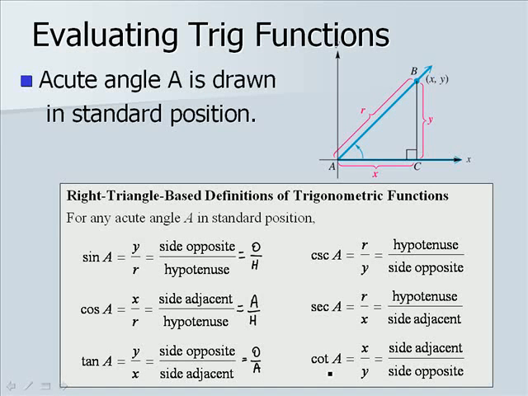So we see that we have the anagram SOH for sine, opposite over hypotenuse, CAH, cosine is adjacent over hypotenuse, and TOA, tangent, is opposite over adjacent. So to help you remember the definitions, just remember SOH CAH TOA.